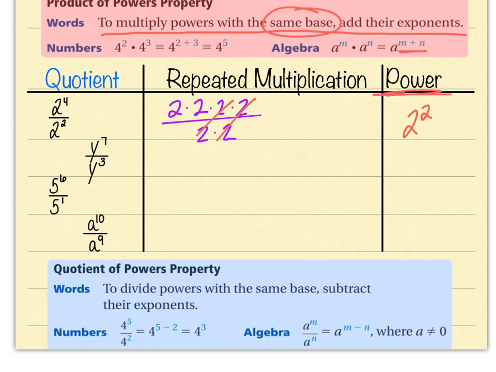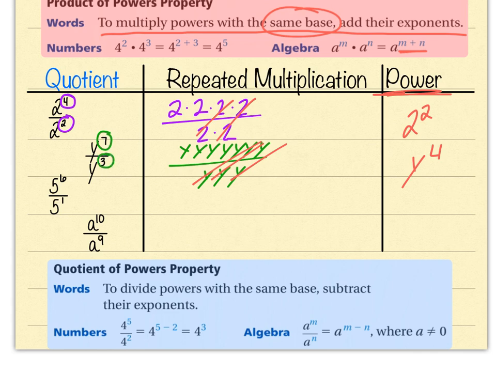For the next one, I've got 7 y's on top. That's a lot of y's. 1, 2, 3, 4, 5, 6, 7. And we've got 3 on the bottom. And so we've got these 3 canceling out those 3, leaving us with 4 on the top, y to the 4th power. And so all I'm doing, if you didn't figure it out, is I'm subtracting the exponents. 4 minus 2 gives us 2. In this one, 7 minus 3 gives us 4, y to the 4th.